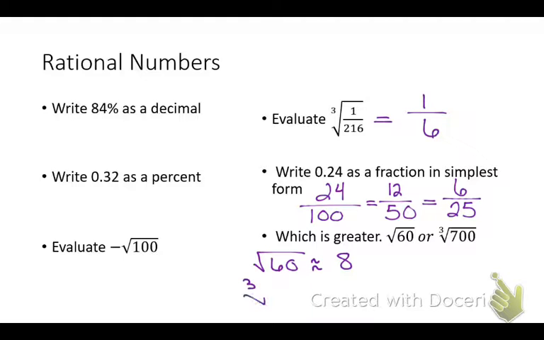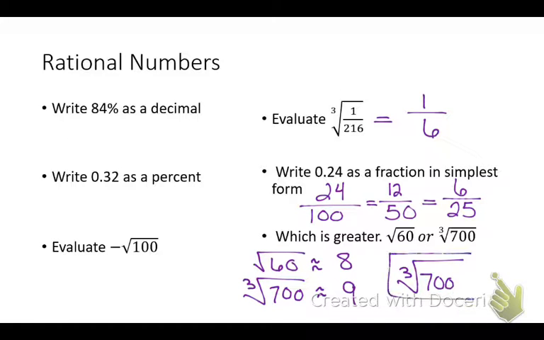What about the cubed root of 700? What perfect cube is that closest to? 9. 729 is the perfect cube for 9. So 9 is going to be bigger. So that's why the cubed root of 700 is bigger. If you do not want to have to guess on this problem, the strategy is to find the closest perfect square and take the square root of that number. Or a perfect cube. Okay, all right, good job on those.